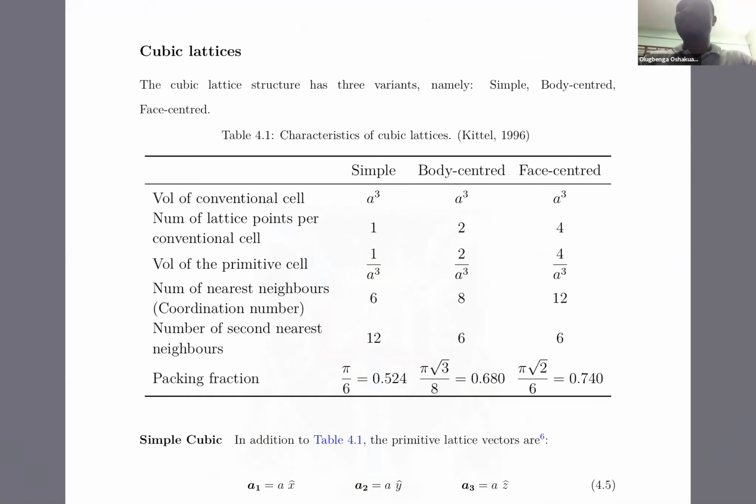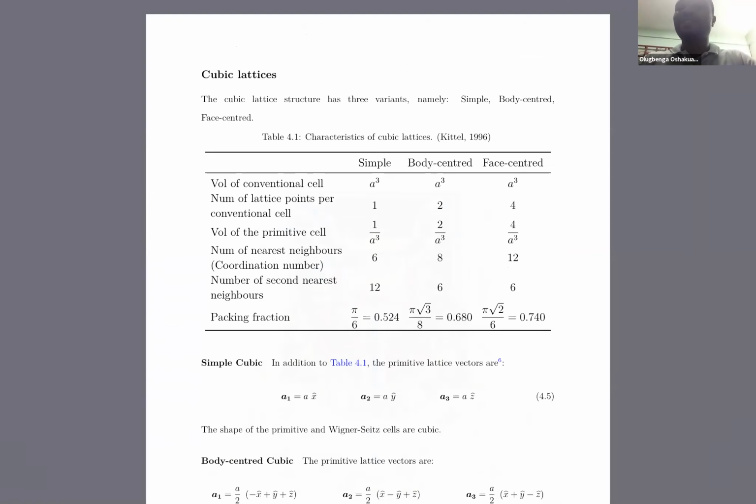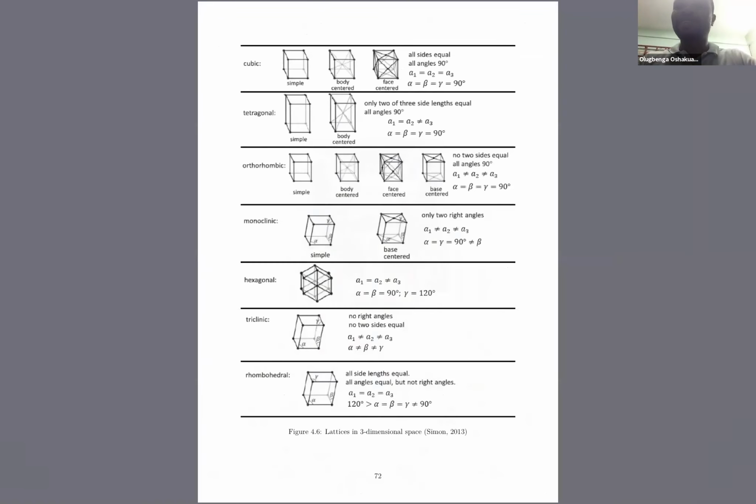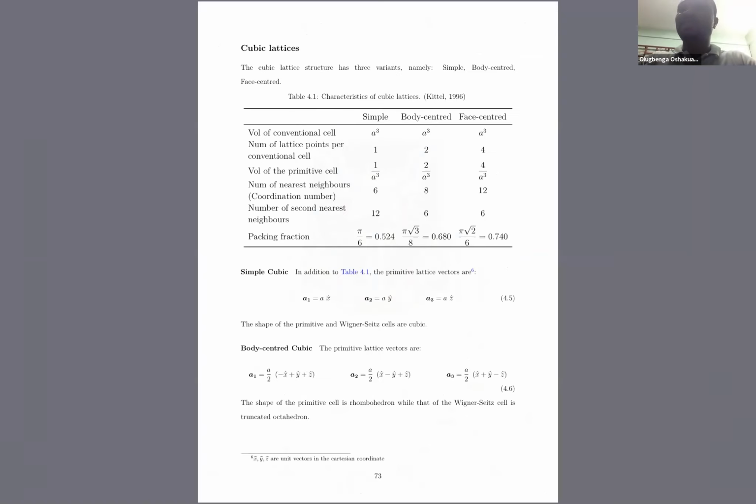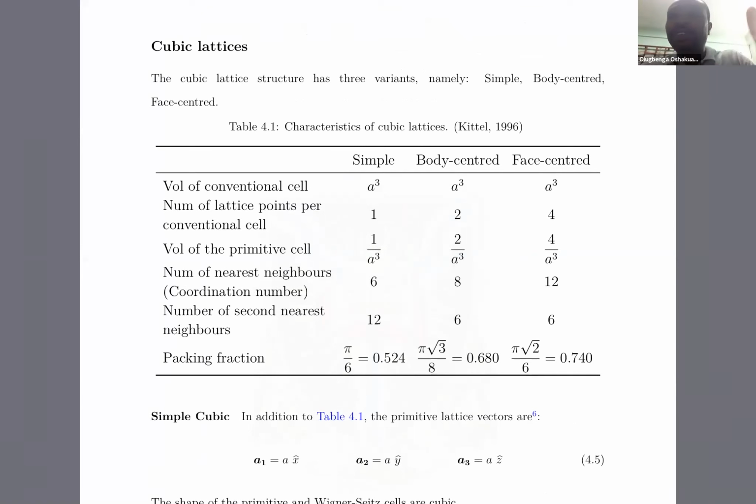So we've spoken about 14 different Bravais lattices under 7 categories. Now, out of them, because we are more conversant with cubic structures, let's talk about cubic structures. Under the cubic structure, we have 3 variants: the simple, the body centered, and the face centered. And under each of them, there are some questions to answer.